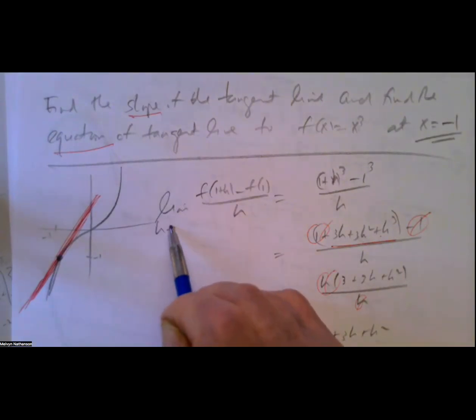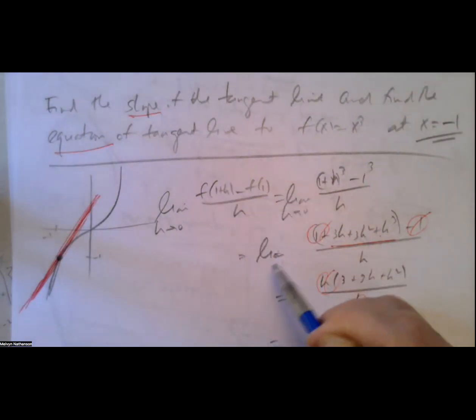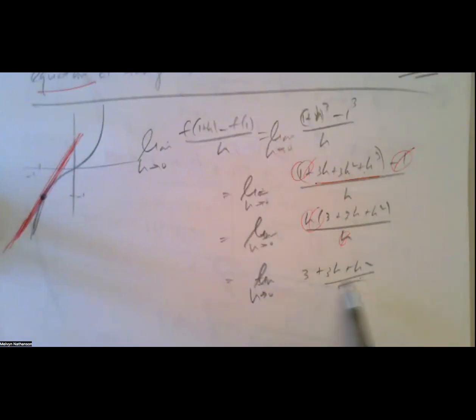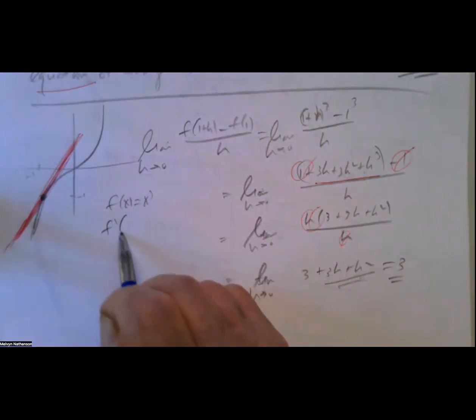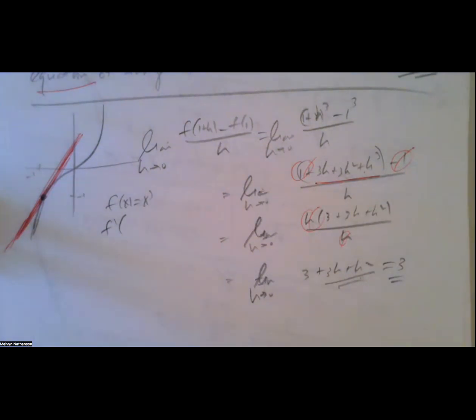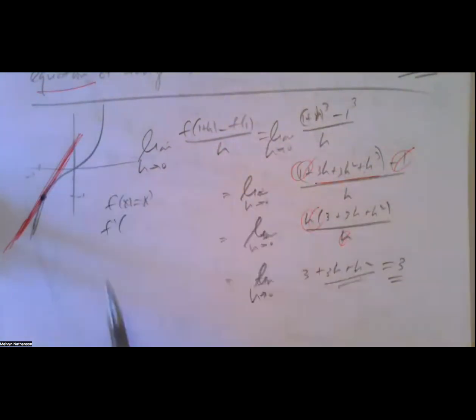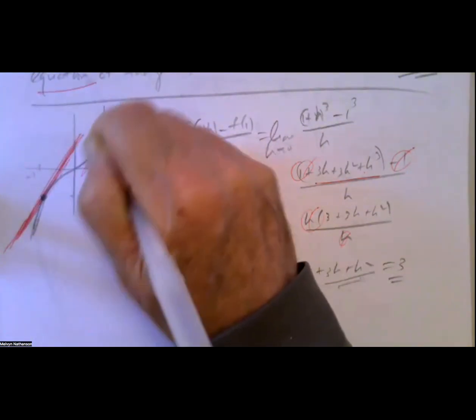And what I want is the limit of this as h goes to 0. And as h goes to 0, these two terms disappear. I just get 3. So for my function, f of x equals x cubed, the derivative, oops, I'm sorry, I made a mistake. I put in 1 instead of minus 1. So what I just calculated was at the point 1, 1, the slope of the tangent line.